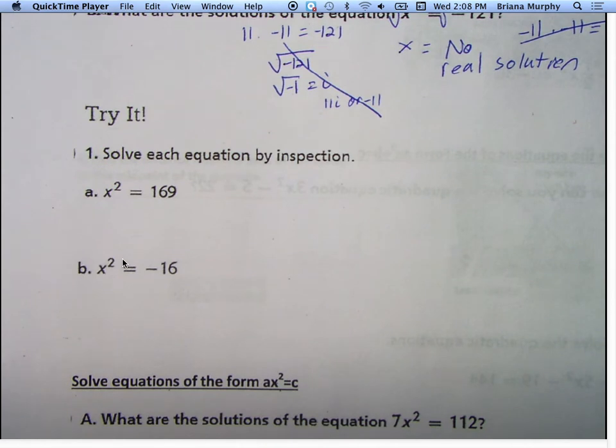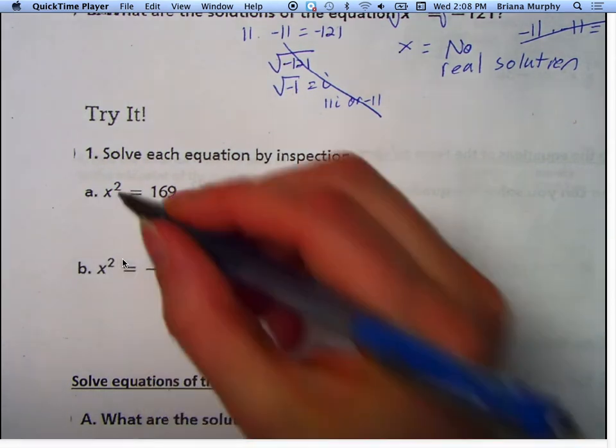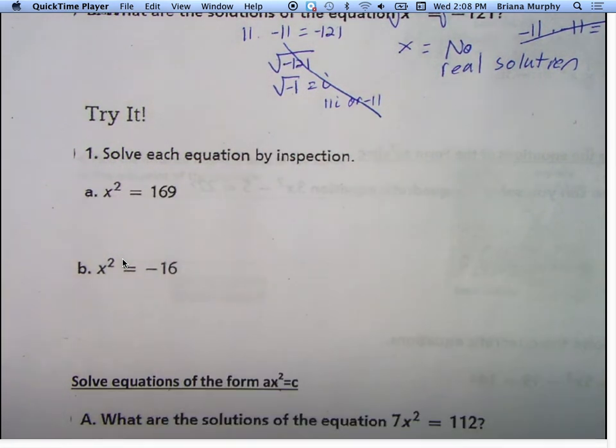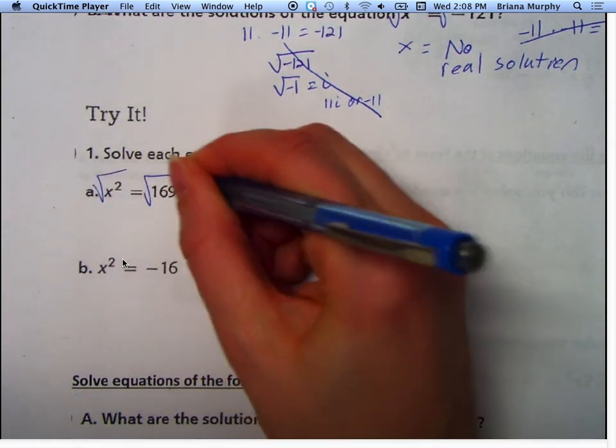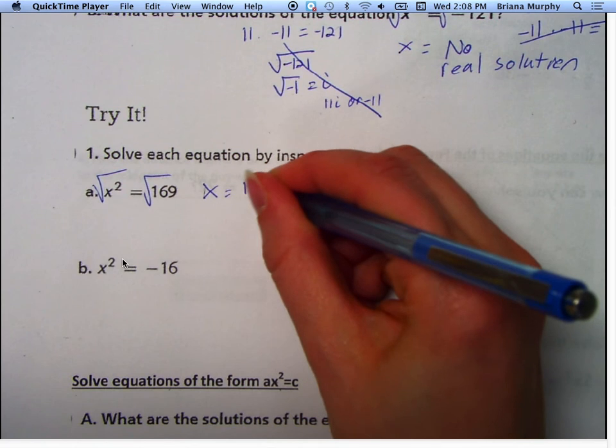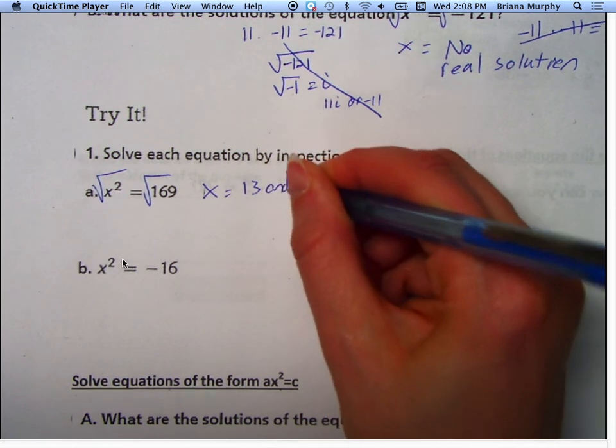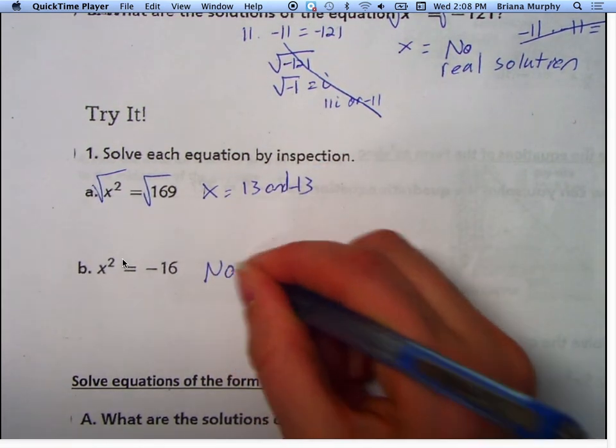All right, what did we get, guys? We square rooted both sides. 13 and negative 13. And then B is no real solution. So x equals 13 and negative 13. Good. And B has no real solutions.